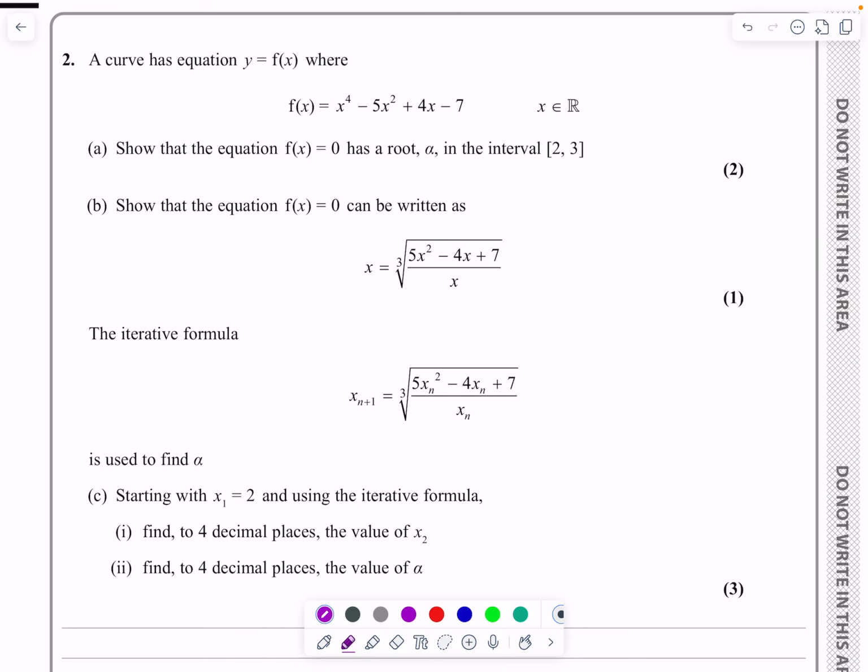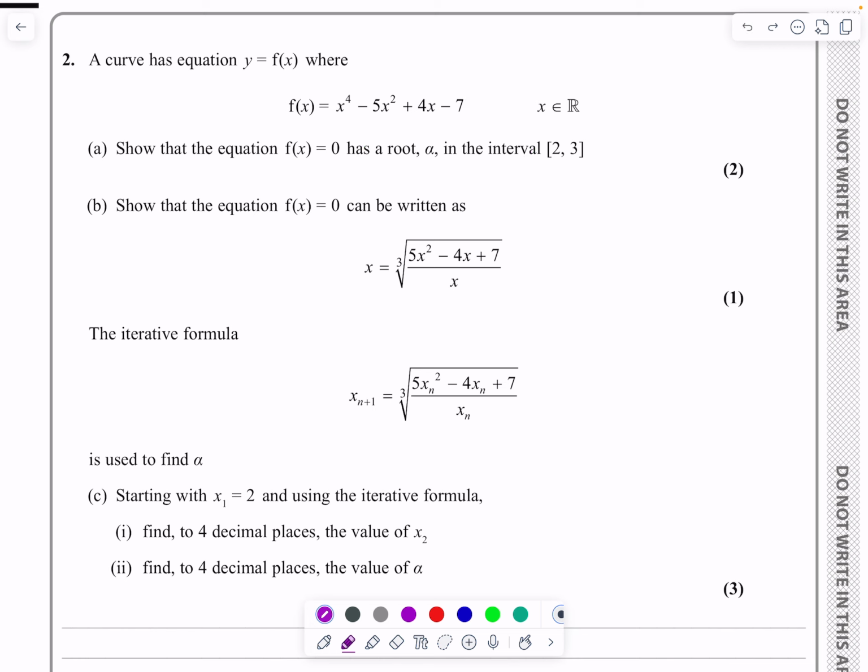Okay, this is the P3 paper from January 2024. It's question number 2. This is a numerical methods question. We're going to be locating roots in this first part. We're going to be doing fixed point iteration later on with the question. So let's read it and see what it says.